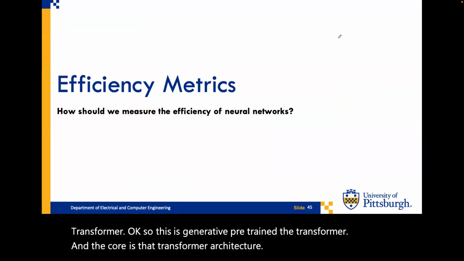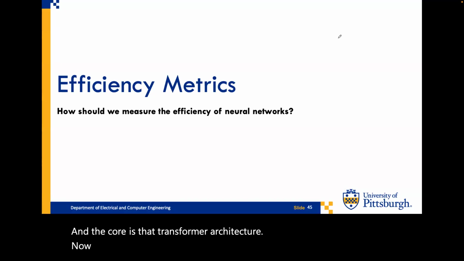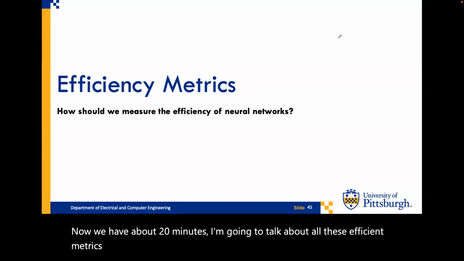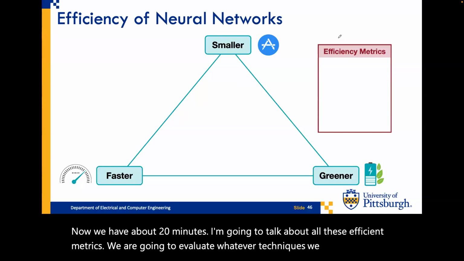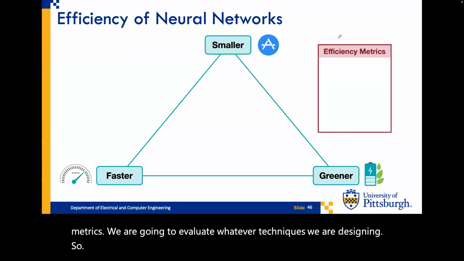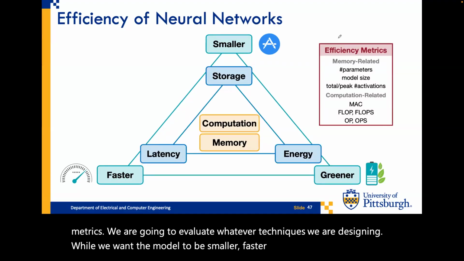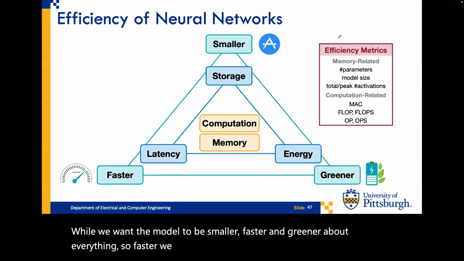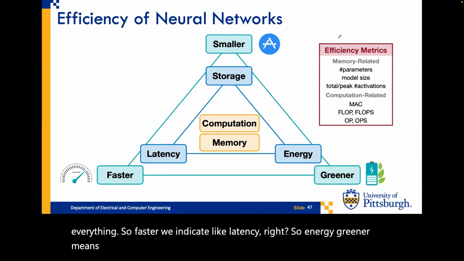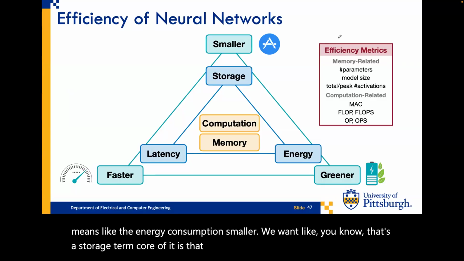Now we have about 20 minutes. I'm going to talk about all these efficiency metrics we are going to use to evaluate whatever techniques we are designing. We want the model to be smaller, faster, and greener. We want everything. Faster refers to latency. Greener means energy consumption. Smaller is a storage term. The core of it is the computation and the memory.